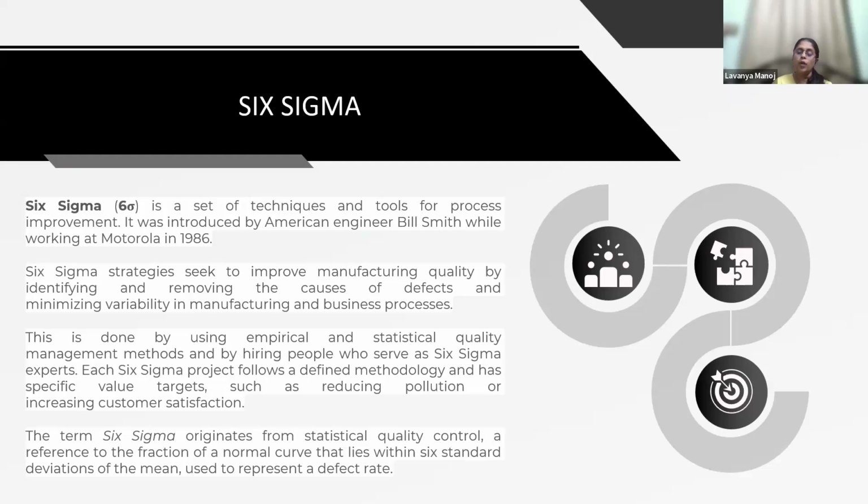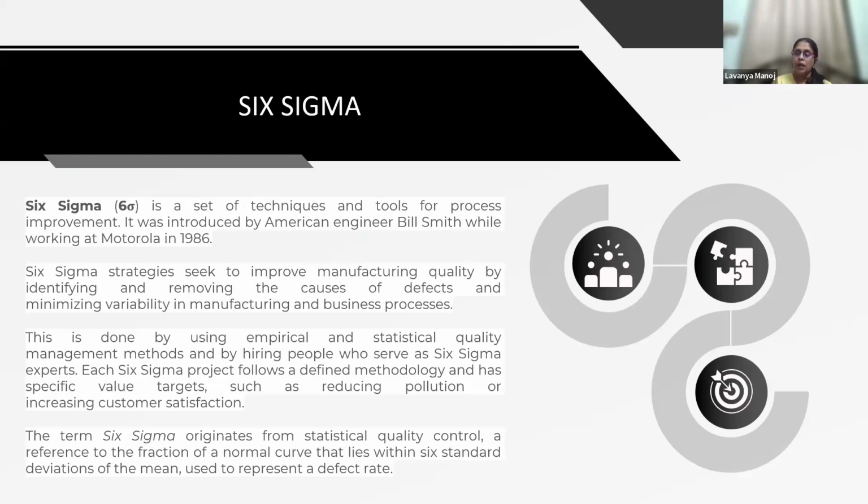So if you're having that certification, the organization can take you into their system, and they can make you work in any of their unique projects or a particular project where they want you to help the team in identifying any defects and minimizing the variabilities. That is also possible. And each Six Sigma project follows a defined methodology and has specific value targets.